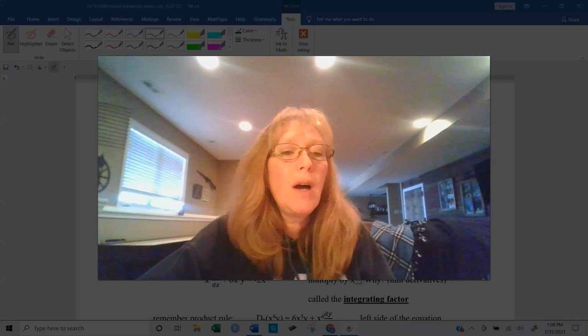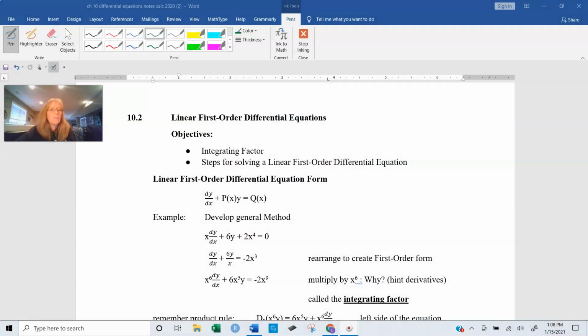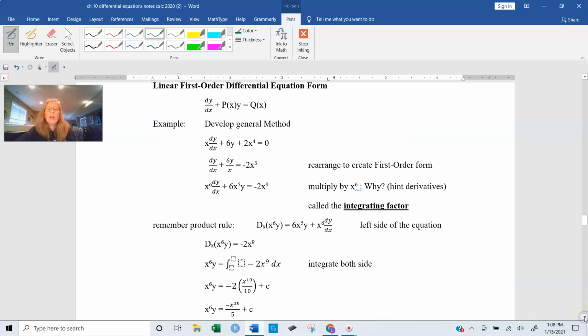All right, get your stuff out. You'll need a calculator and let's go. Okay, we're going to be doing an integrating factor, which is something new, and then I'll show you the steps for doing this. The first one is just an example, so you should actually know how to do this here. I was just kind of giving you a very rough idea.